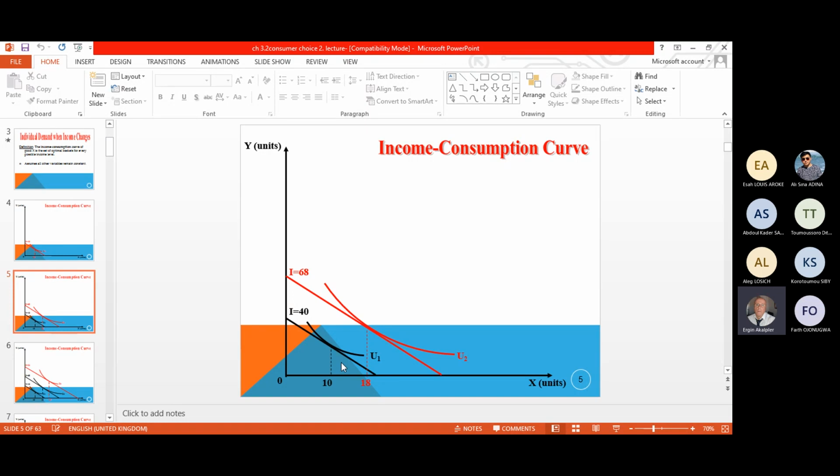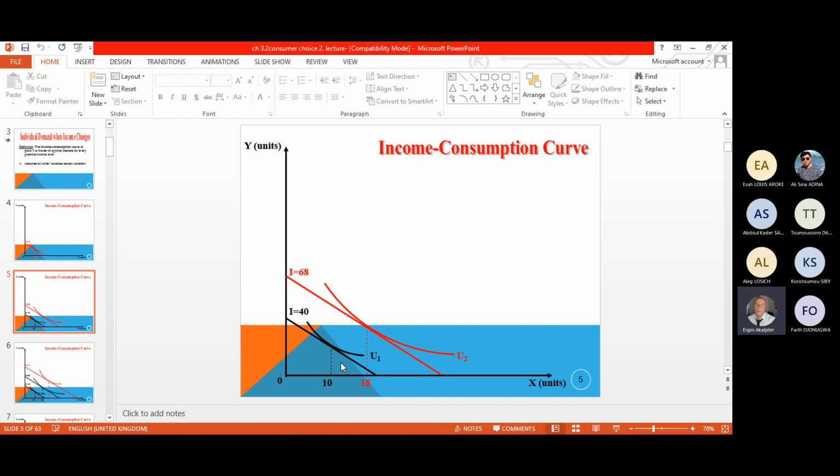As you see here, the first graph, the black-colored one, has an income of 40 units or $40, and then it is shifted to $68. After you have $68, your income consumption curve shows you are increasing your consumption, and your combination of x and y will enlarge and move to the upper level, where U2 is tangent to this red line, where it is tangent to the utility.